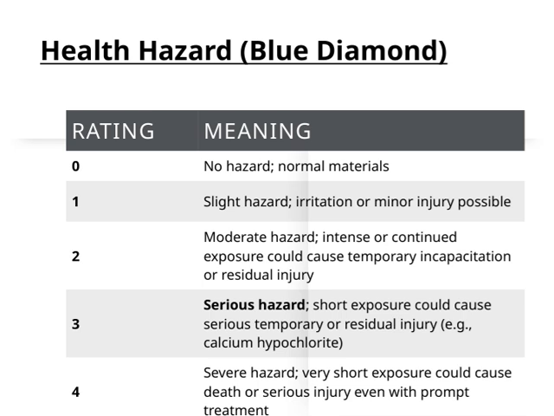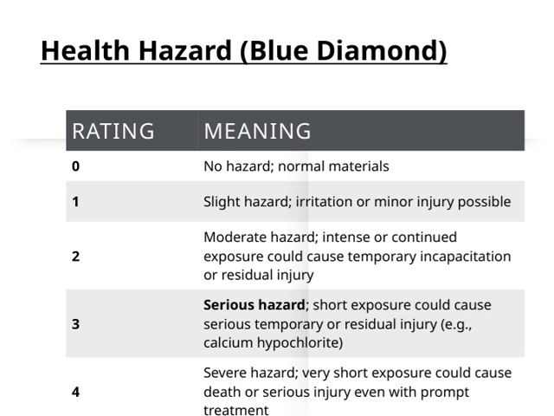Here, exposure, especially if it's intense or sustained, could cause temporary incapacitation or residual injury. So it's more serious and requires caution. Level 3 is a serious hazard. Short exposure to these materials could result in serious temporary issues or residual injuries. For example, calcium hypochlorite is a good example of a material in this category.